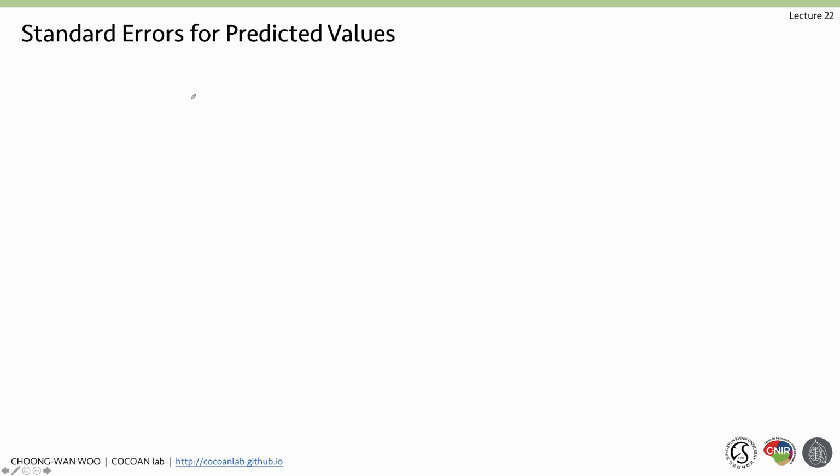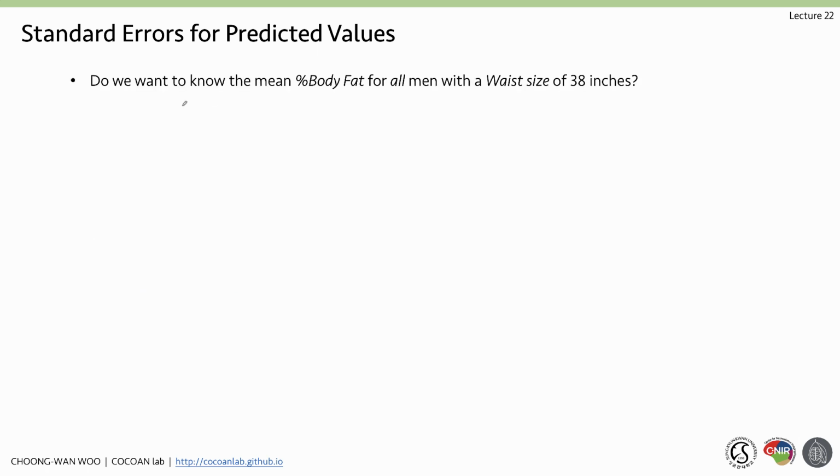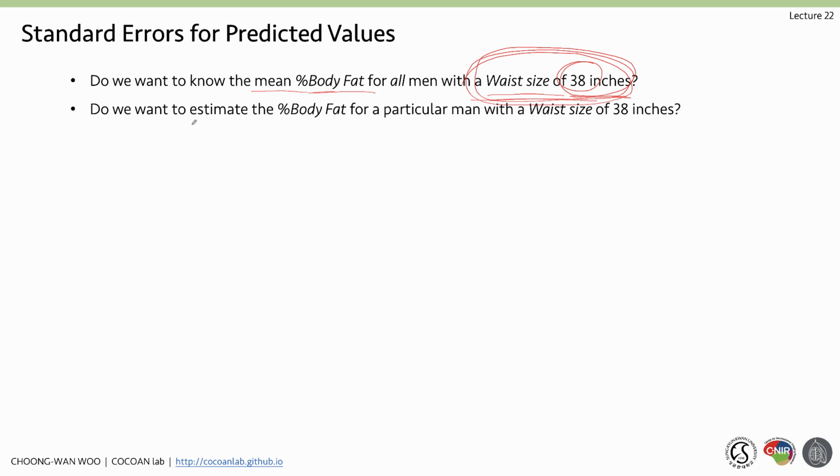And more than the slope, we want to know the standard errors for a predicted value. So for example, we want to know the mean percent body fat for all men with a waist size of 38 inches. So what's the uncertainty of the estimated mean body fat percentage for a waist size of 38 inches? And also, do we want to estimate the percent body fat for a particular man with a waist size of 38 inches? More often, we are interested in this than this, but we can talk about this. So the first one is y hat nu. This is the estimated value for a specific x value.